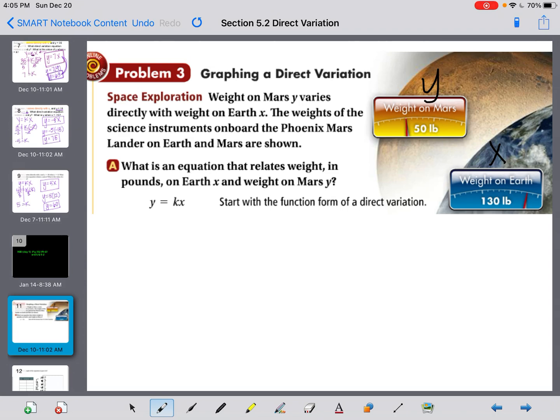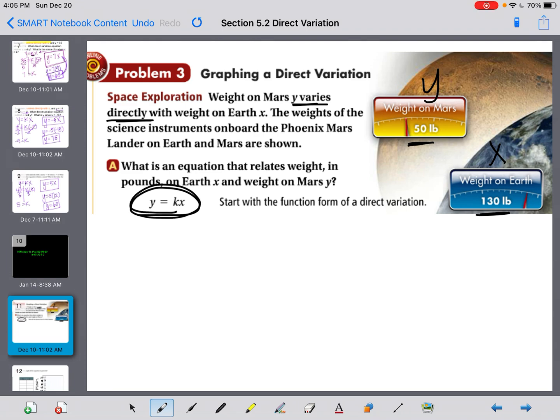The weights of the science instruments on board the Phoenix Mars lander on the Earth and Mars are shown. Okay, so they're saying that if their weight was 130 pounds on Earth, once they got to Mars, it only weighed 50 pounds. What is an equation that relates the weight in pounds on Earth and weight on Mars? Okay, so they already told us it does vary directly, so we know we're using y equals kx.